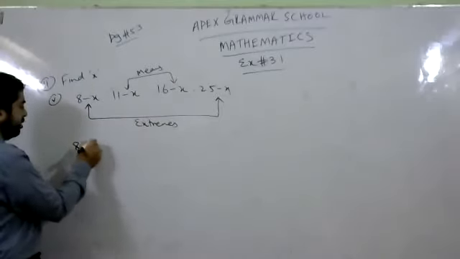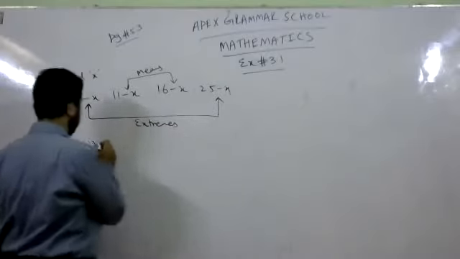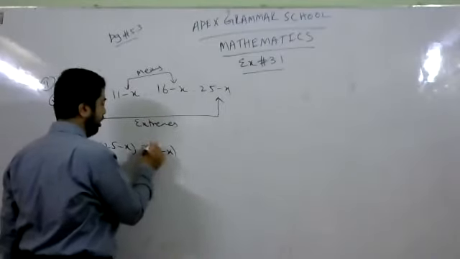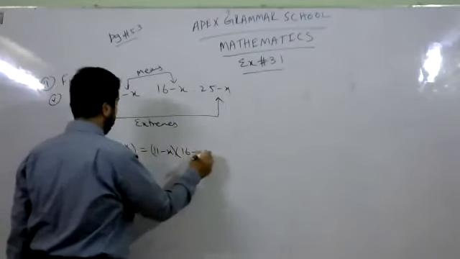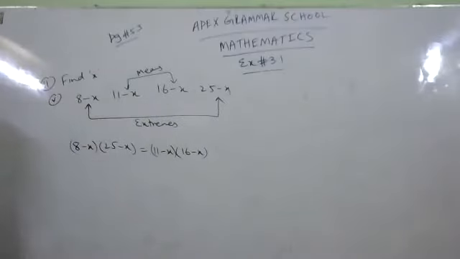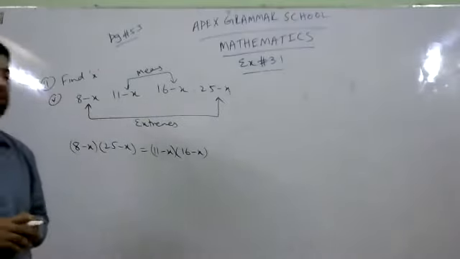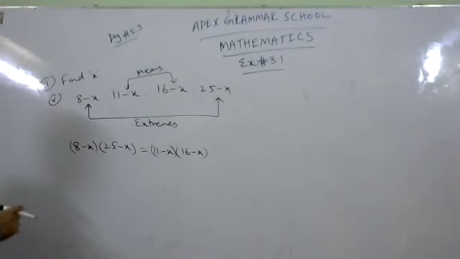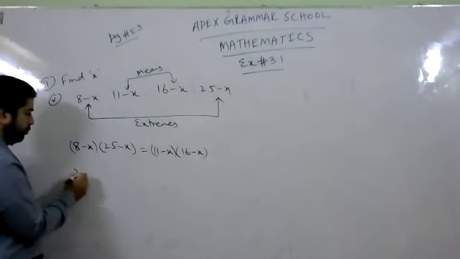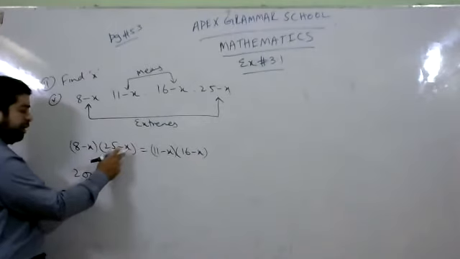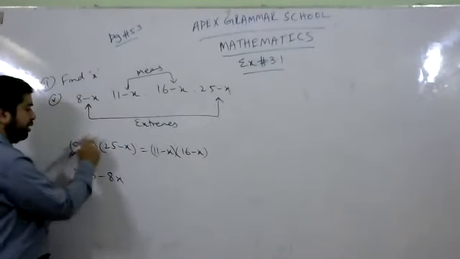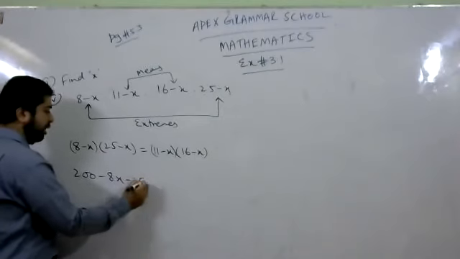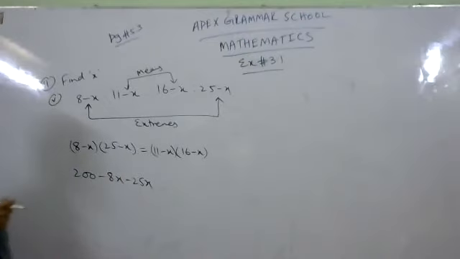Apply that: 8 minus x will multiply with this 25 minus x, and this 11 minus x will multiply with 16 minus x. Now multiply them. Algebraic multiplication you have already done in class 6, 7, 8, 9, and now in class 10. 8 multiplied by 25 means 200. 8 multiplied by minus x means minus 8x. Then minus x multiplied by 25 makes minus 25x, and minus x multiplied by minus x makes plus x square.